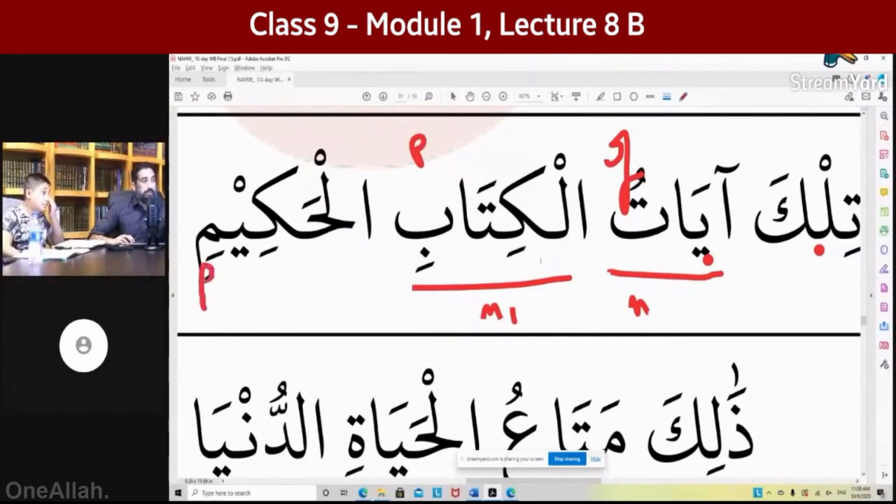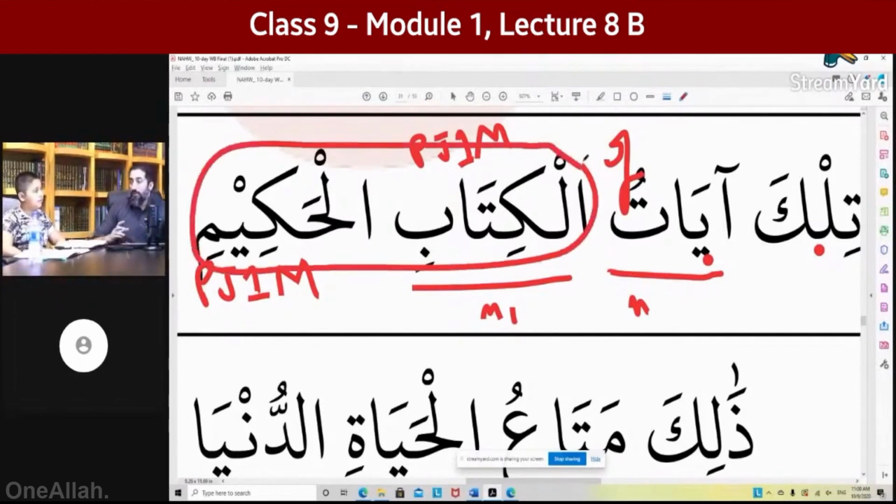Al-hakimi is also proper, right? Al-kitabi is jar. Al-hakimi is also jar. Al-kitabi is one. Al-hakimi is also one. Al-kitabi is masculine, and al-hakimi is also masculine. That means these two words have the same four properties.